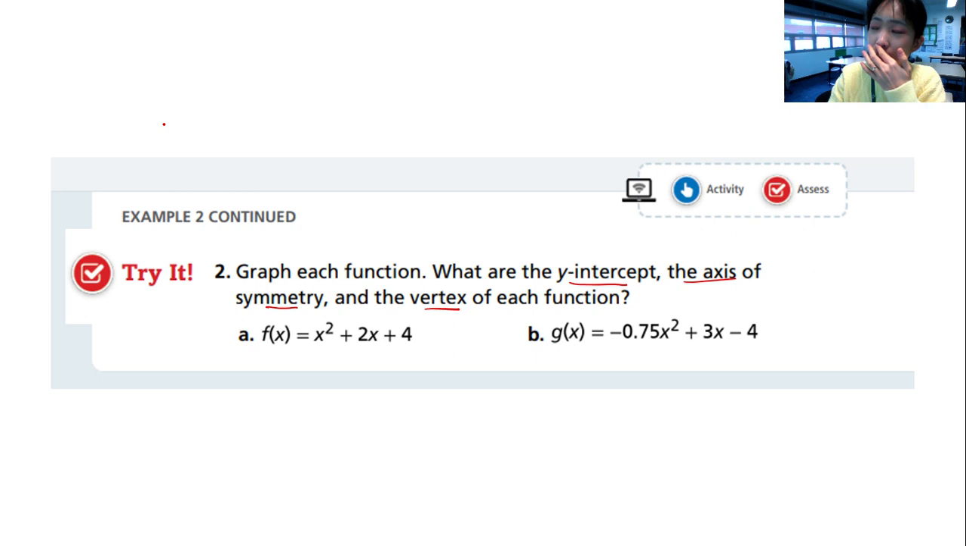Alright, first of all, what is the y-intercept for this one? How do you figure out the y-intercept? It's just the value of c, right? So the y-intercept is 4, right? And the axis of symmetry is negative b over 2a.